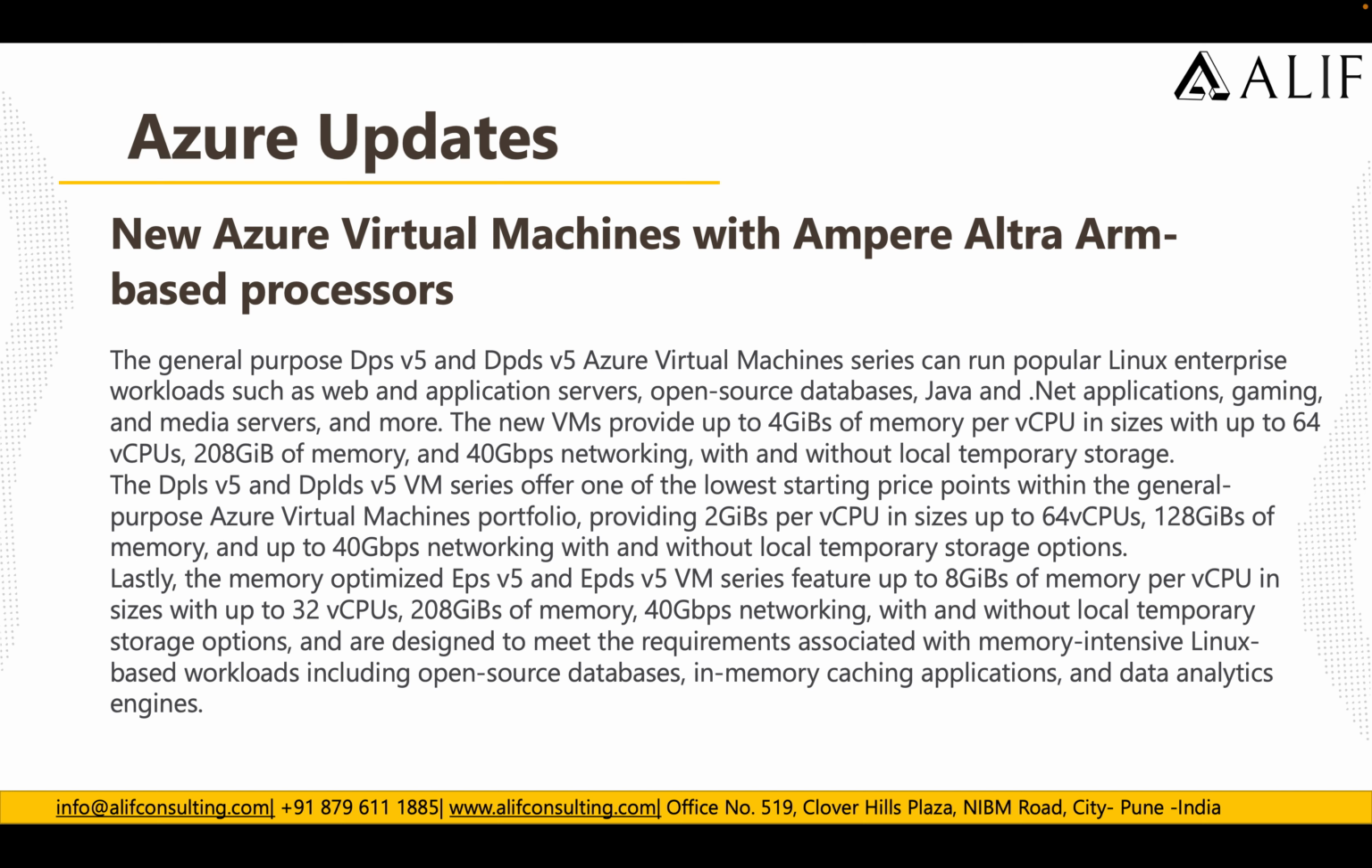The one more VM series released with this new processor is memory optimized, which is EPS v5 and EPDS v5. So these are the new series released with the new processor, the Ampere Ultra ARM-based processor. So, yep, that's the first update released by Microsoft.